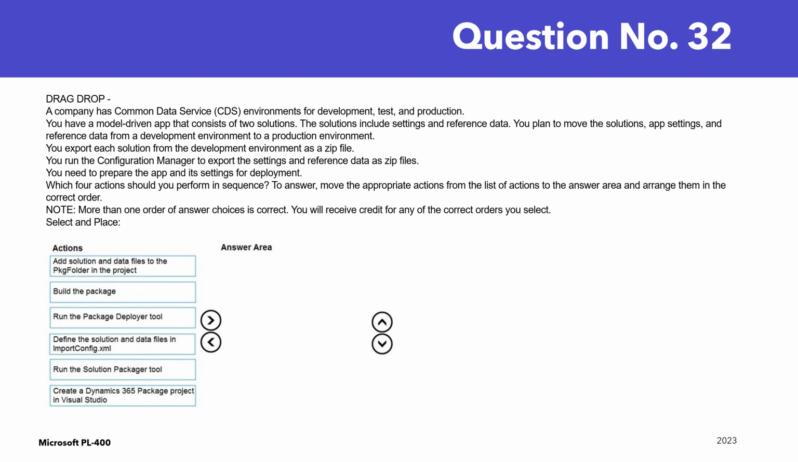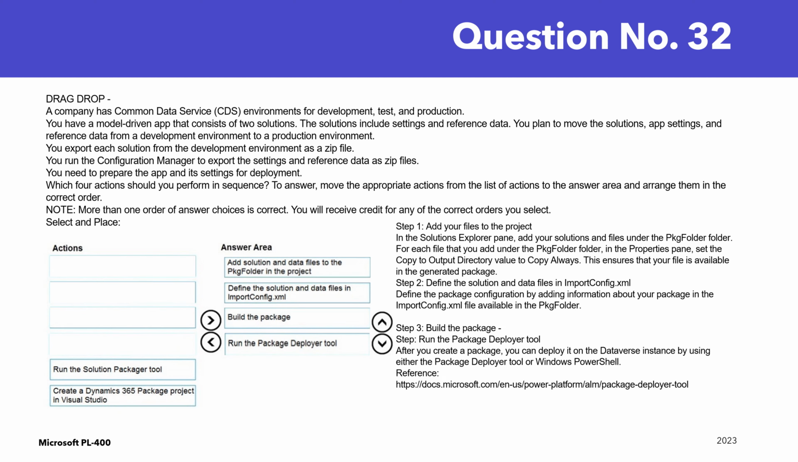Which 4 actions should you perform in sequence? To answer, move the appropriate actions from the list of actions to the answer area and arrange them in the correct order. Actions: 1. Add solution and data files to the PKG folder in the project. 2. Define the solution and data files and import config.xml. 3. Build the package. 4. Run the package deployer tool.